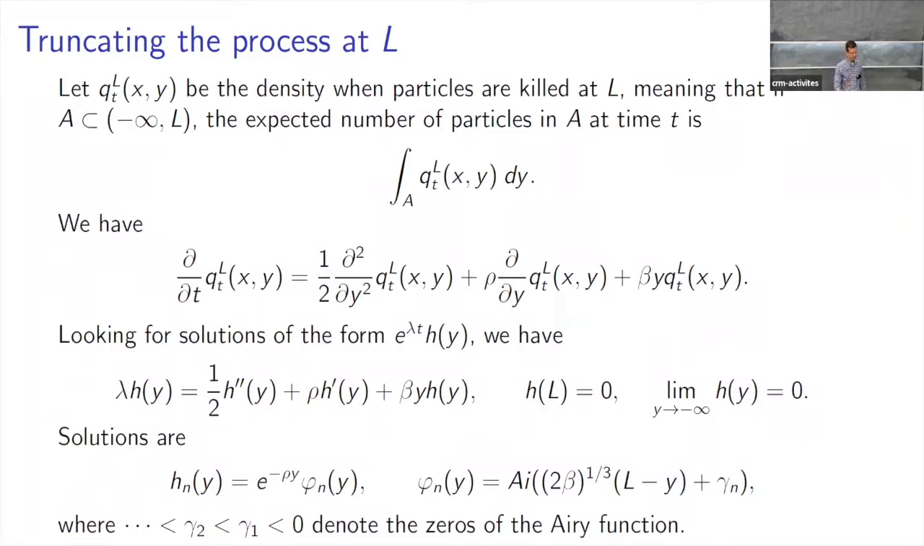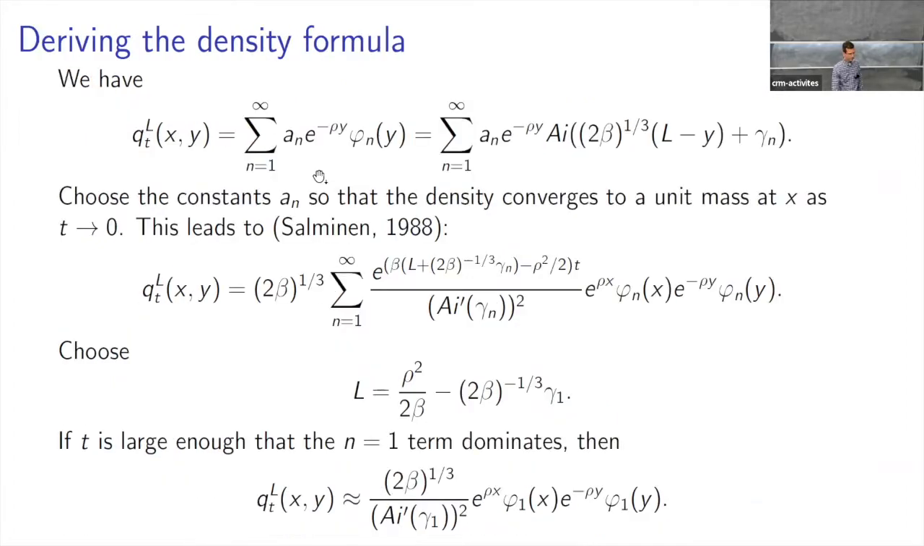So the solutions that we get take the form e to the minus rho y times phi n of y, where phi n of y can be expressed in terms of the Airy function. Here, these numbers gamma n are the zeros of the Airy function, which all lie on the negative real line. So the density Q_t^L of x,y can be written as a linear combination of these functions e to the minus rho y times phi n of y, which in turn can be expressed in terms of the Airy functions.